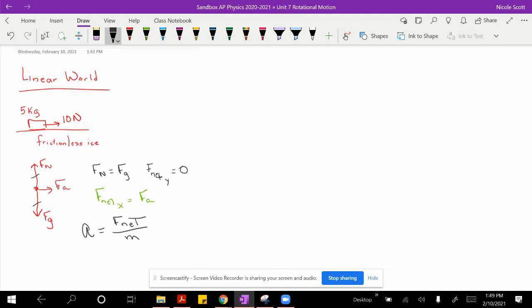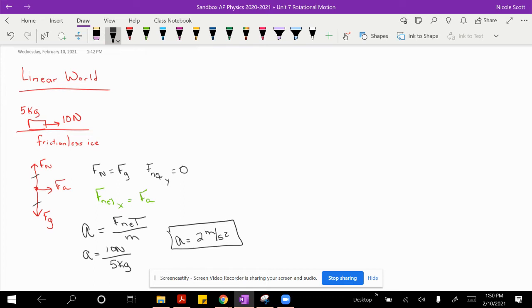So if I plug in our stuff here, we're going to get that the acceleration is equal to the net force, 10 newtons, and the mass, 5 kilograms. That's pretty easy math, gang. The acceleration equals 2 meters per second squared. Bingo. All right, that's old news.